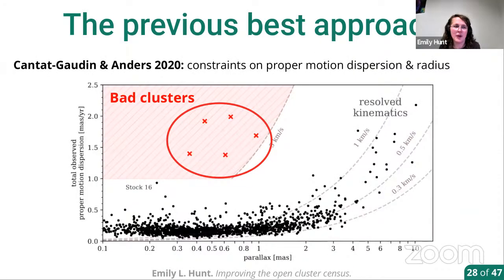So previously, a paper by Cantat-Gaudin and Anders made the previous best approach on how to define an open cluster observationally. Basically, they looked at the big catalog by Cantat-Gaudin et al. and tried to find additional clusters that weren't possible to find. And they showed that most open clusters have a proper motion dispersion that's compatible with maybe a few kilometers per second at most, which implies that it's a gravitationally bound object. And also they generally have relatively small radii, which again is compatible with them being gravitationally bound.